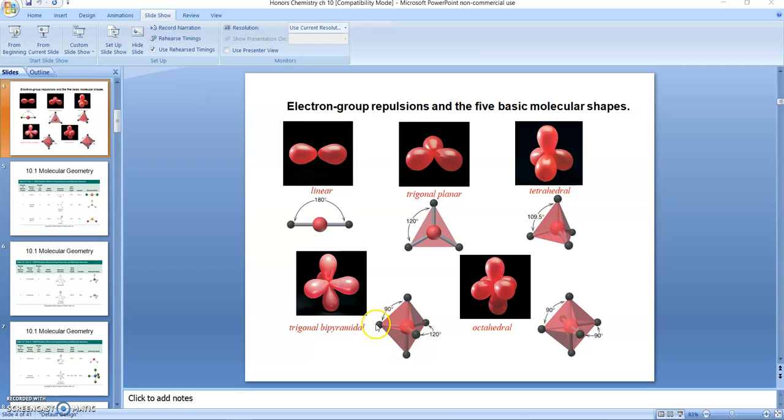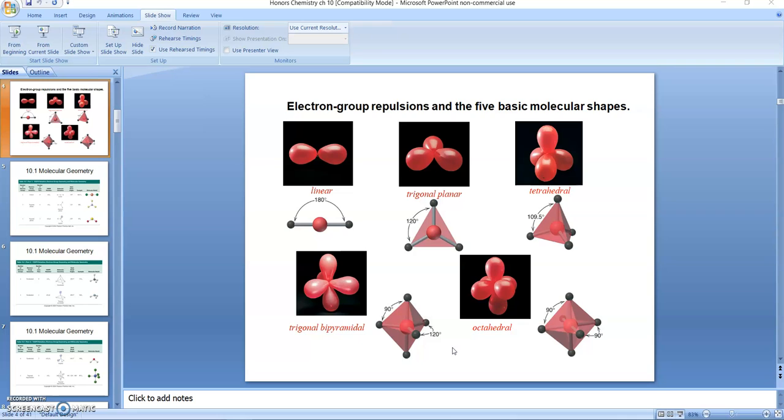With trigonal bipyramidal, these three form a flat triangle. And by the way, that flat triangle has 120 degree angles within that plane. So this one to that one's 120, this one to that one's 120, this to that is 120. The one up here is different though. It's 90 degrees from all three of those. And the one down here, same thing. It's 90 degrees from all three of those. So they're different, and that's going to matter to the atoms. Like if you have to put a lone pair on there, where do you put it? Do you put it in one of these 90 degree locations or one of the 120 degree locations?